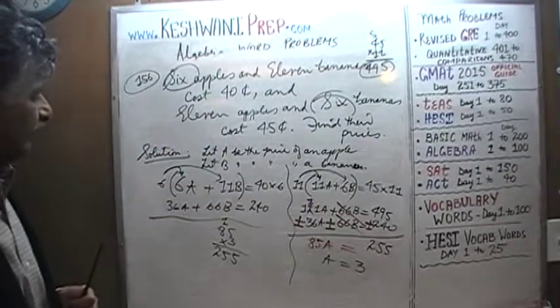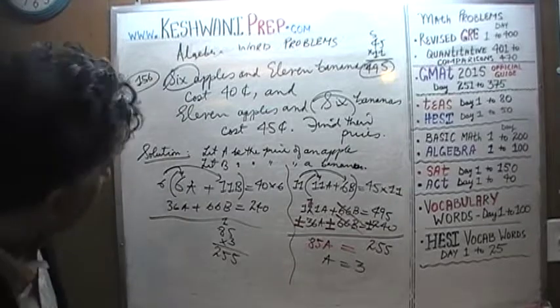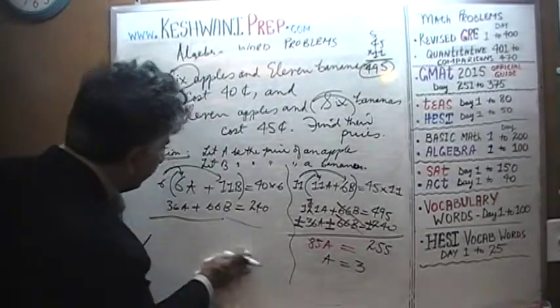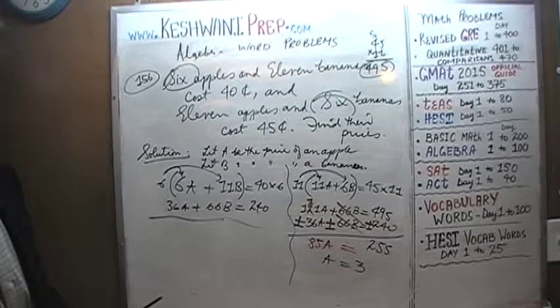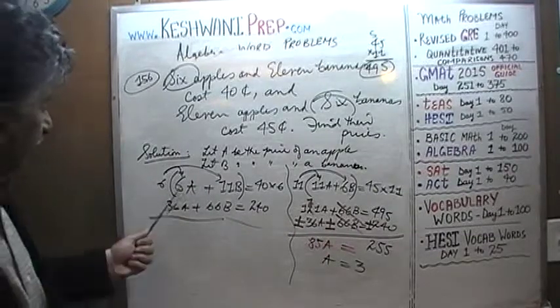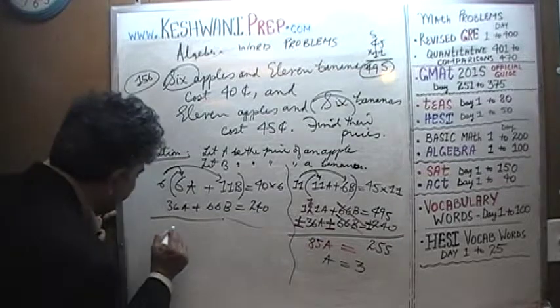Price of an apple is 3 cents. What's the price of a banana? Well, let's do it here. You can use either one of these two equations. Which one do you want to use? Not that it makes any difference. Let's use the first equation.